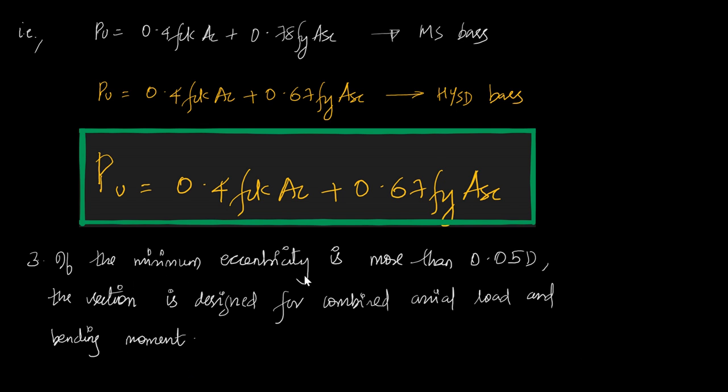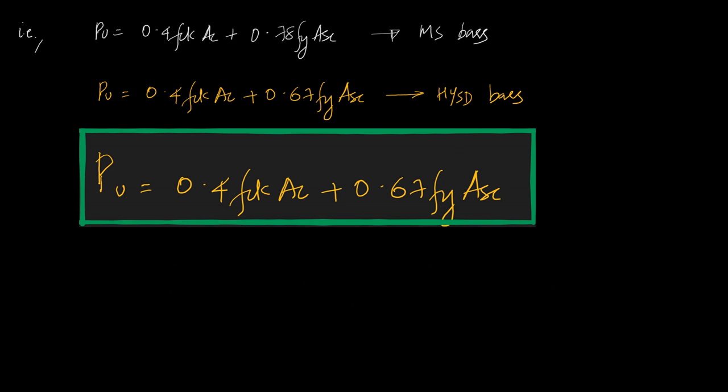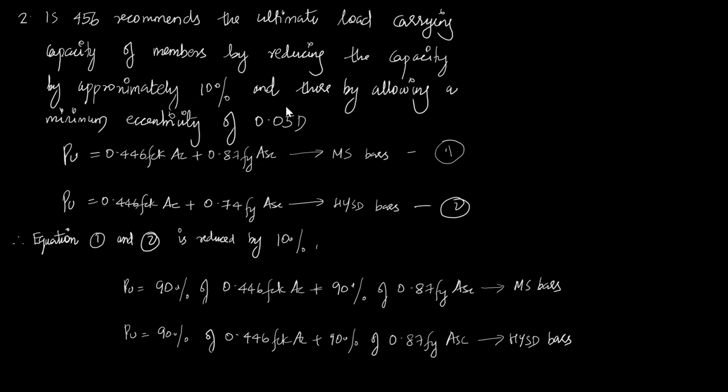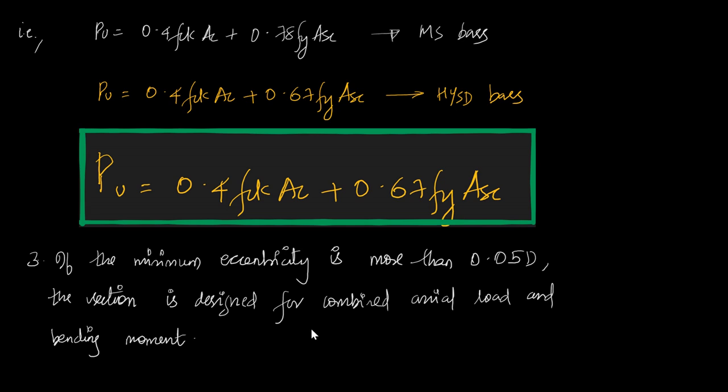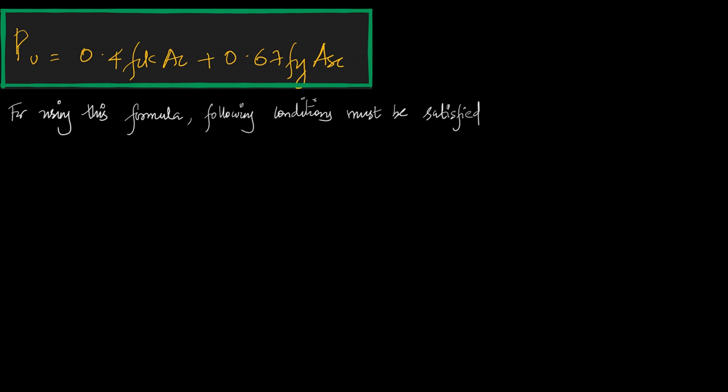Now, if the eccentricity is more than 0.05 D, the section is designed for combined axial load and bending moment. That is, the condition for this was that the minimum eccentricity should be within 0.05 D. If it exceeds this, we cannot use this equation because there will be bending also occurring in the section. That is, we cannot use this direct equation. This is only for axial compression. When there is bending also, we should design it in some other way. So I can summarize it like this.